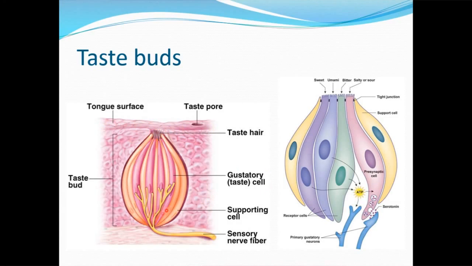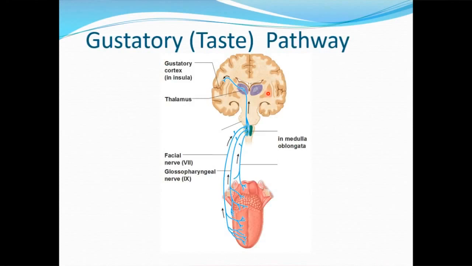So here's the surface of the tongue over there. This is what the little taste bud looks like, or the gustatory taste cell. And the information goes into the supporting cell, into the sensory nerve fiber and to the brain. So you can see, this one is for sweet, that one's for bitter, that one's for salty or for sour. Okay, so the idea that we have different areas of our tongues responsible for taste is actually a myth. So we've discovered.